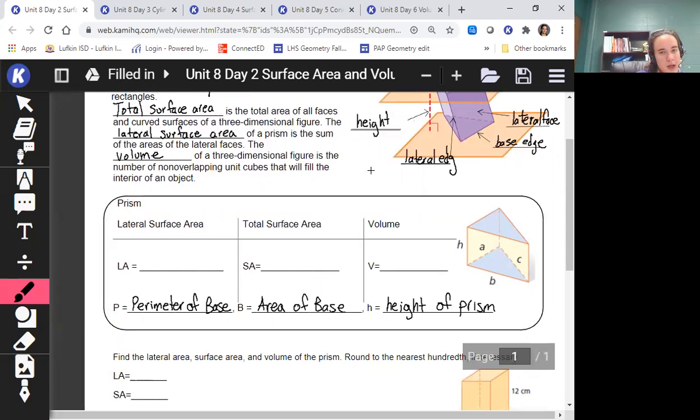Our formula for lateral area for a prism is our perimeter times our height. So it's the perimeter of our base times our height. Our perimeter here would be A plus B plus C times our height, which is H. Our total surface area, again, is our perimeter times our height plus 2 times the area of our base. And volume is the area of our base times our height.